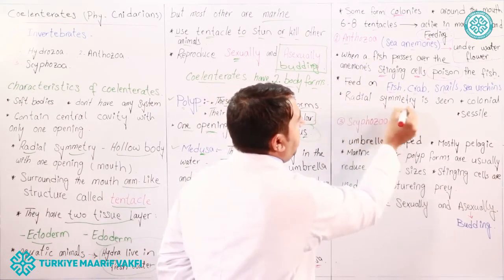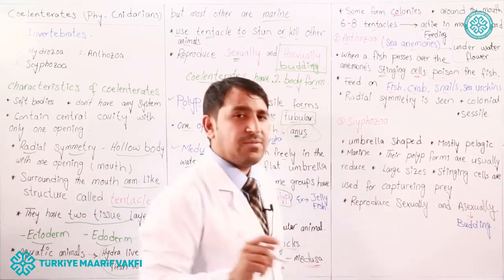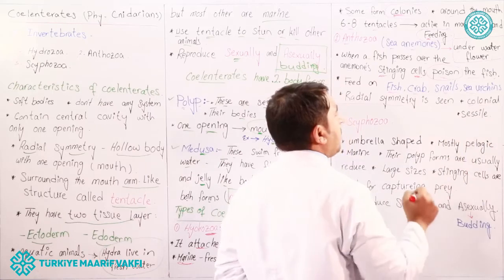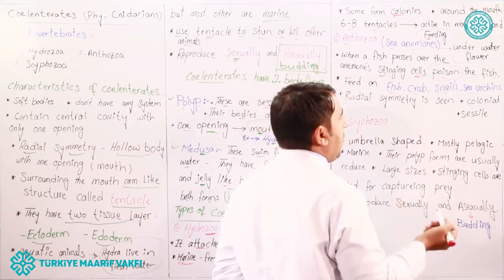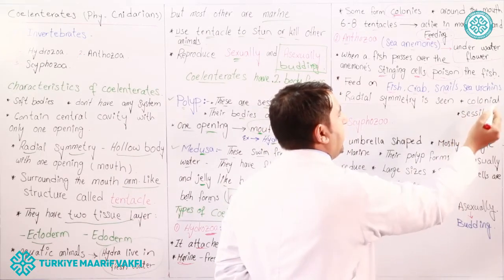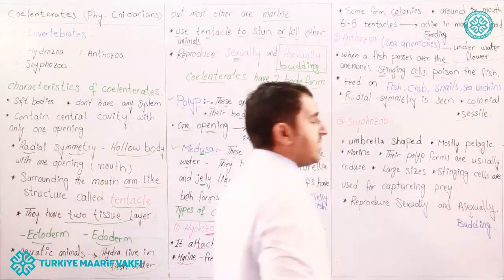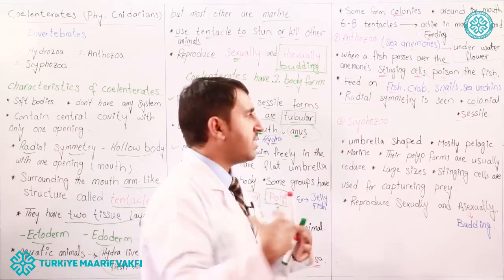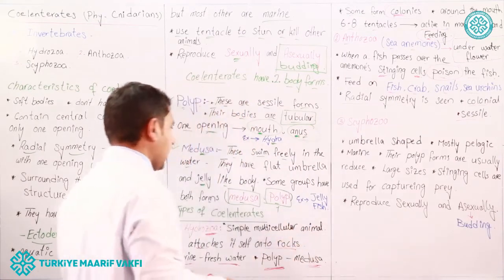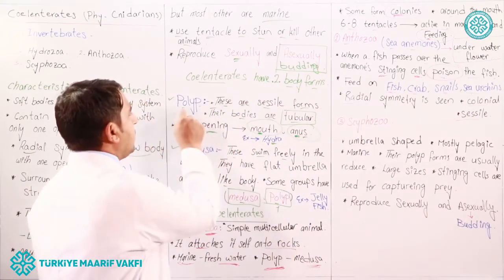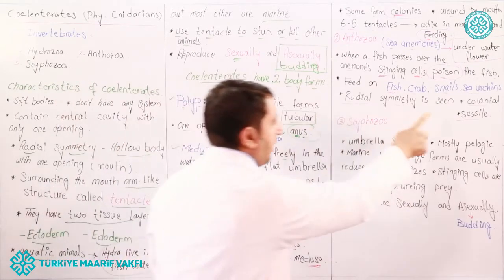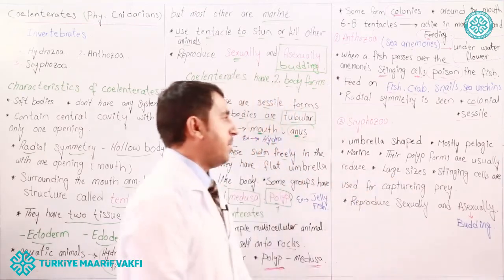They have radial symmetry. Which type of symmetry? Radial symmetry. And they live in colony state. They make colonies, so they are colonial. And they are sessile. They cannot move from one place to another place. So we can say that they are the polyp form. Their body form is the polyp form. They cannot move from one place to another place.